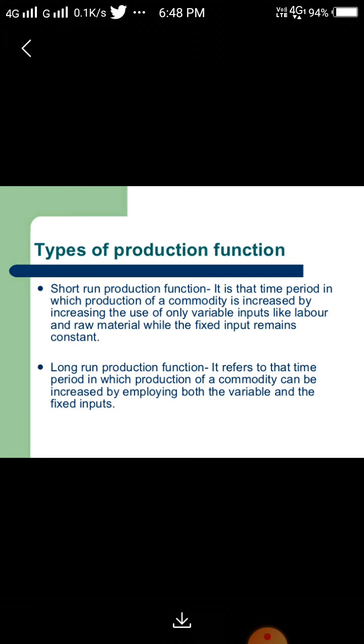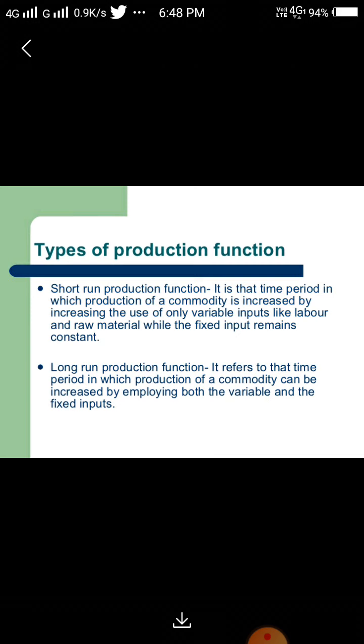And the long run production function is the time period in which production of a commodity can be increased by employing both the variable and the fixed inputs, right? It means the production function can vary both the variable and the fixed inputs. The constant is the fixed input, and the others are variable inputs like raw materials.